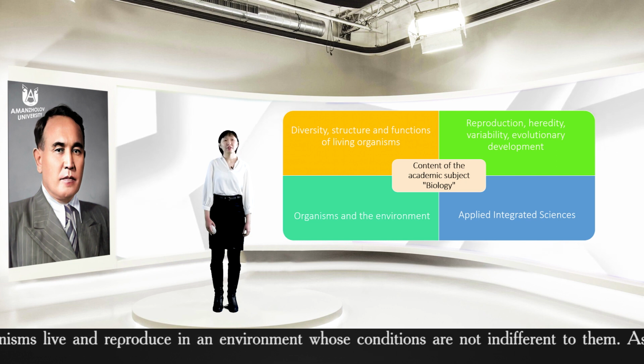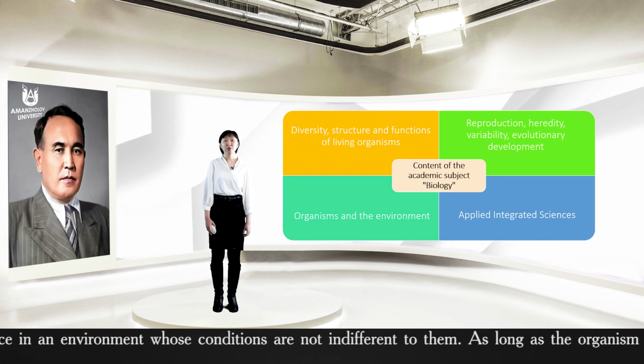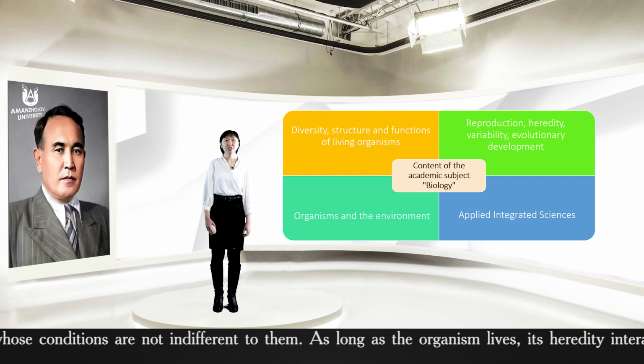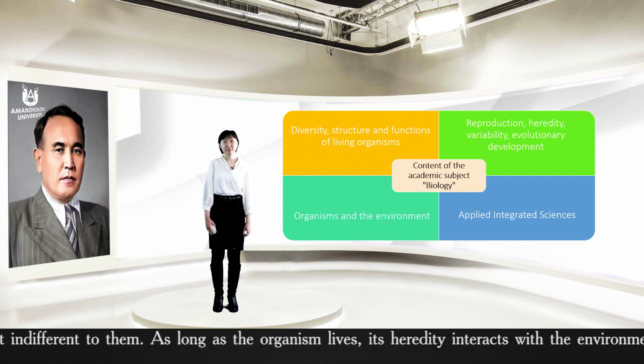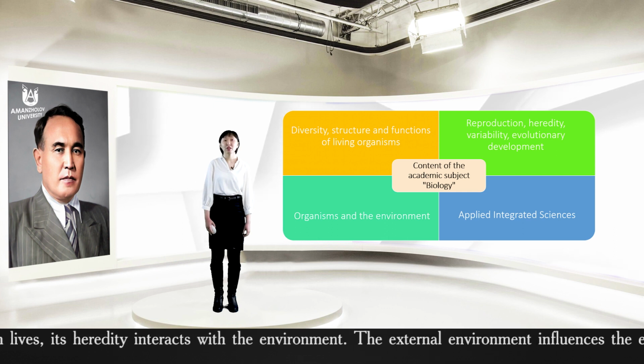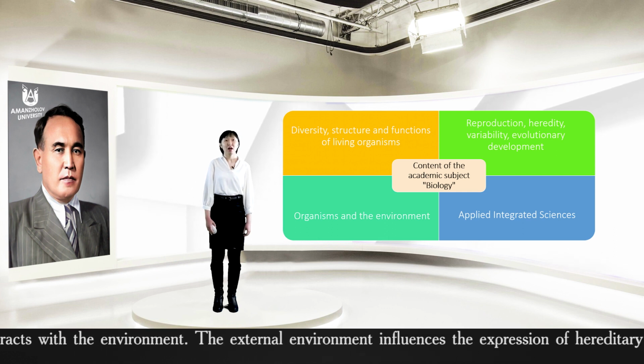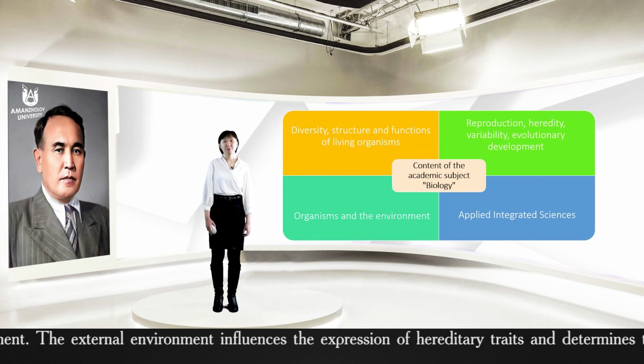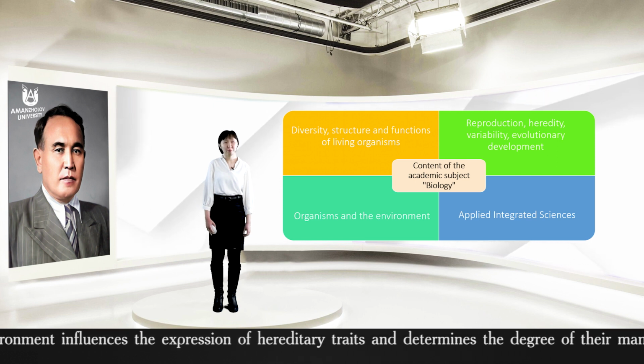You know that the content of the academic subject biology includes 4 sections. We considered the first section in the previous lesson, and today we will continue and talk about the next section: reproduction, heredity, variability, and evolutionary development.